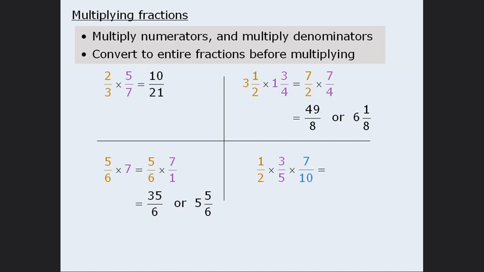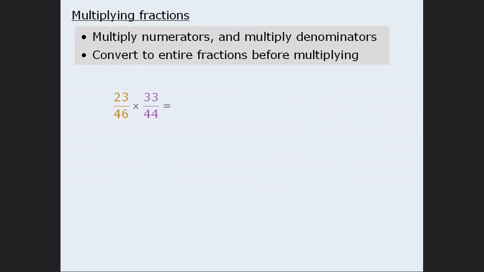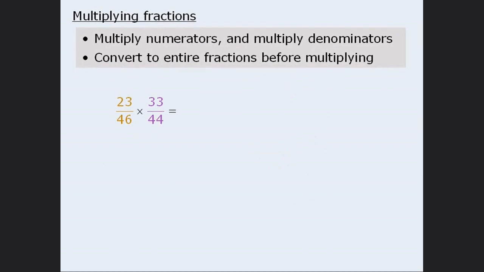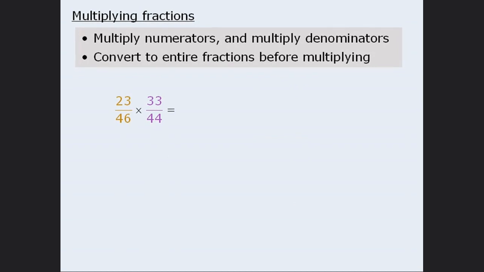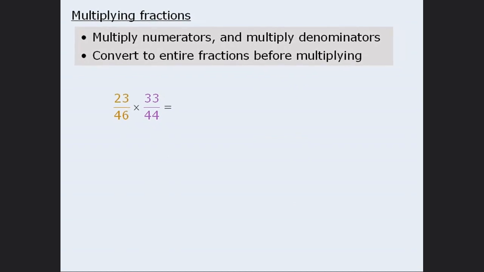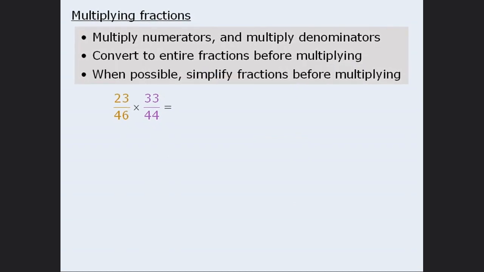When we multiply all three numerators, we get 21, and when we multiply all three denominators, we get 100. So the product here is 21/100. All right, now consider another product. If we multiply the numerators here and the denominators, we end up with some very large numbers. However, before we perform any multiplication, we should first see if we can simplify the fractions.